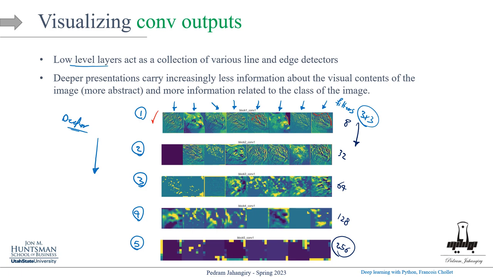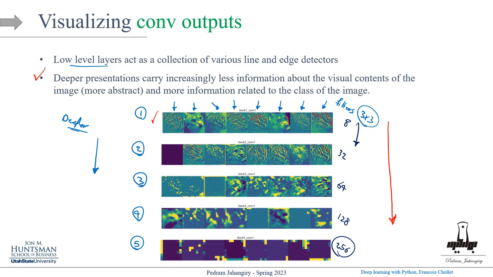But what happens is that the deeper representations carry increasingly less information about the visual content, and more information related to the class of the image. So what does it mean? Just pay good attention: as you go deeper, the activations become increasingly more abstract and less visually interpretable. So this means that as we go deeper in the network like this, these filters are going to begin to encode higher level concepts like cat ear or eyes as we go deeper down.